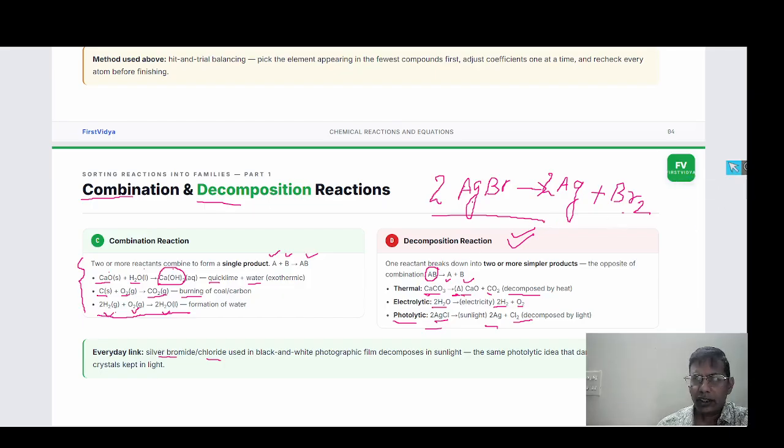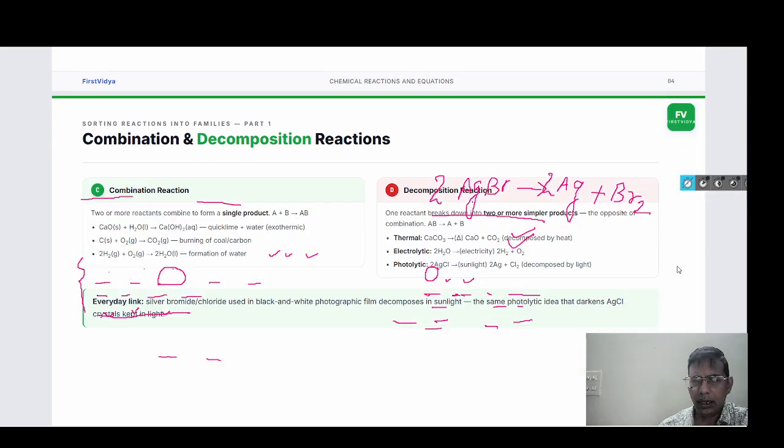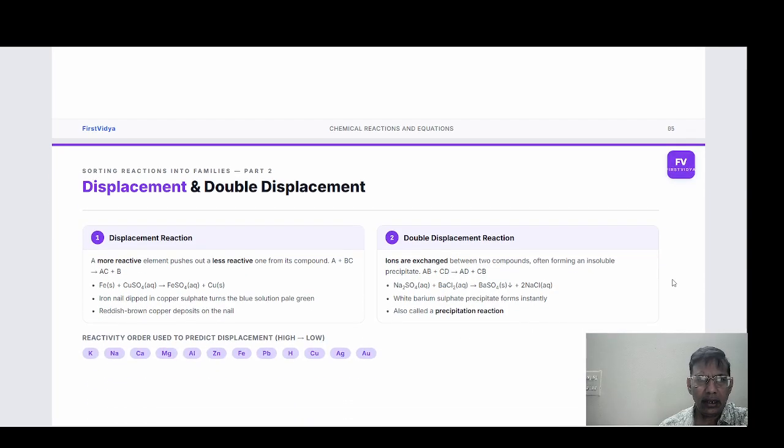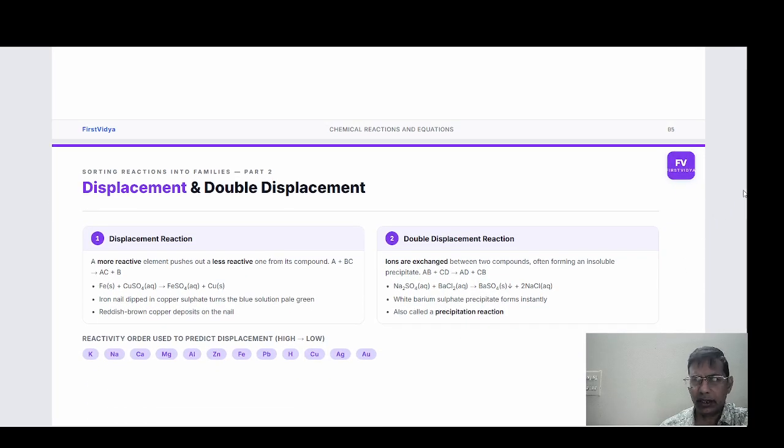Okay, so after this one, let's go to the next one. Displacement and double displacement reaction, right? So let's understand what happens in a displacement reaction. As the name suggests, suppose we have a compound like AC plus here A plus BC, and what is the product? A and C combine here and make AC and B. So this is an example of displacement reaction.